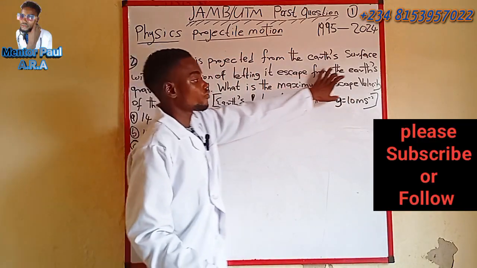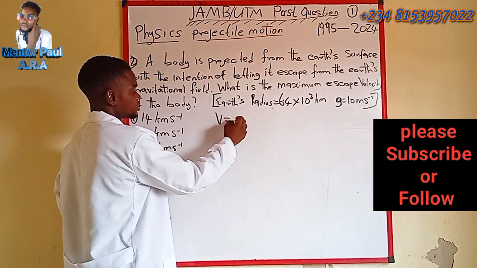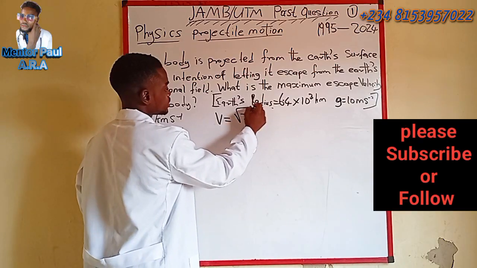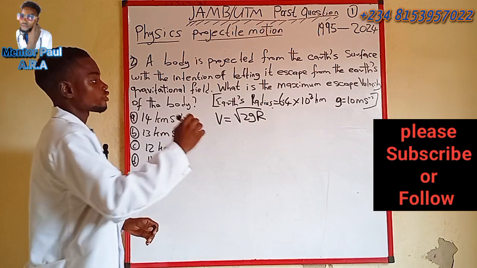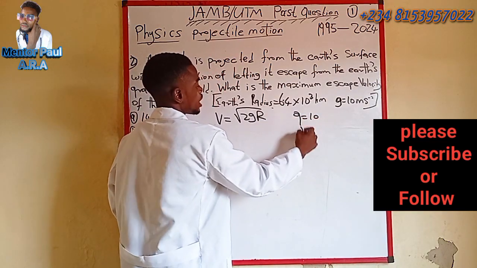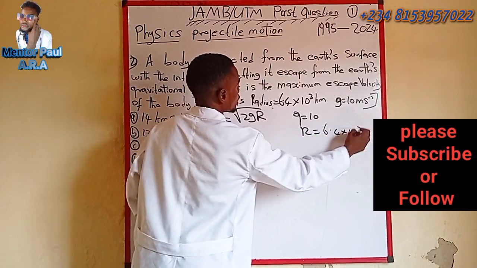Now the question asks you to find the escape velocity. The formula for escape velocity V is given by the root of 2 multiplied by the acceleration due to gravity, multiplied by the big R, which is the radius of the Earth. Now from here, you're given that g is equal to 10, and you're also given that R, the radius of Earth, is 6.4 times 10 raised to power 3.